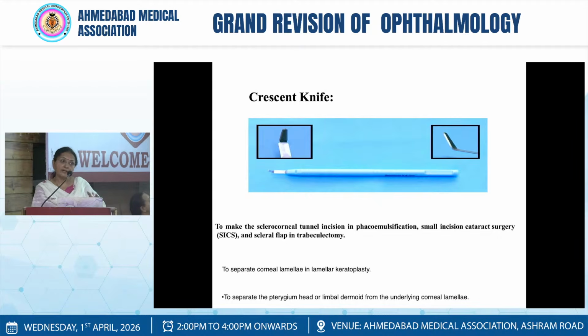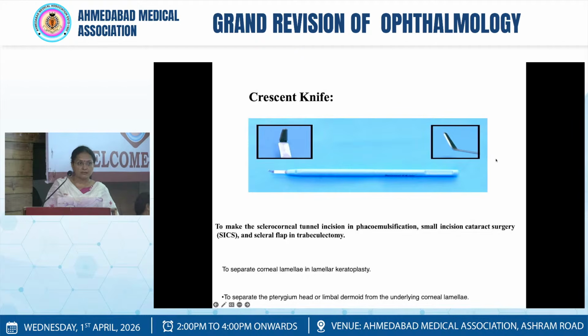Nowadays, for SICS and phacoemulsification, we have shifted to these newer knives. They are available either in disposable form with plastic material, and they are also available as diamond knives. But diamond knives are very costly. So this first is the crescent. Can you see this?